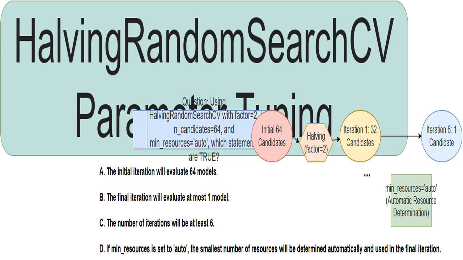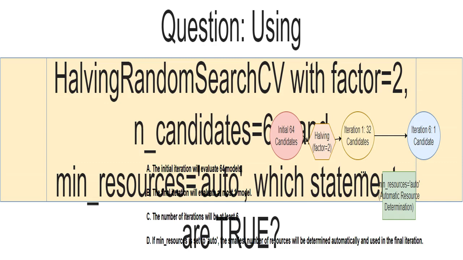HalvingRandomSearchCV is a hyperparameter tuning method that cleverly combines random search with a successive halving approach. It starts by evaluating many different hyperparameter combinations, then progressively eliminates the poorly performing ones. Think of it as a smart way to efficiently find the best settings for your machine learning model, saving you time and resources. The question sets the stage.